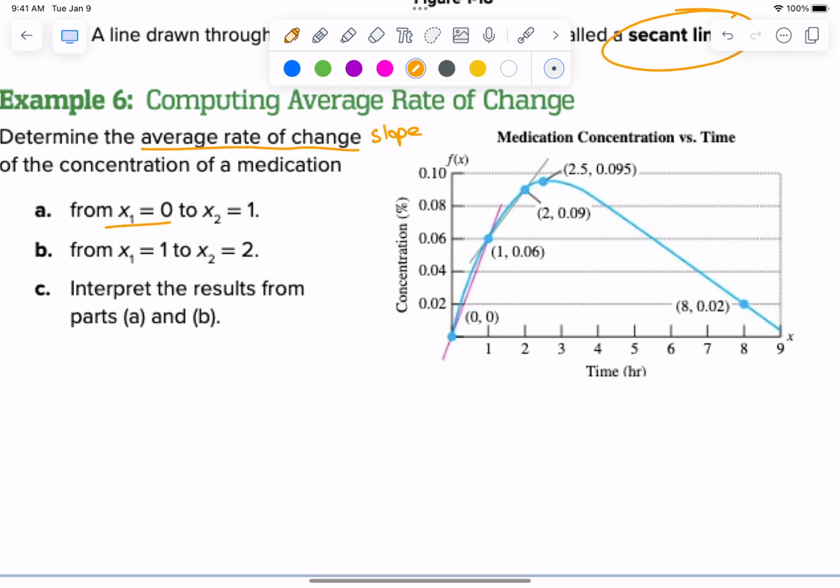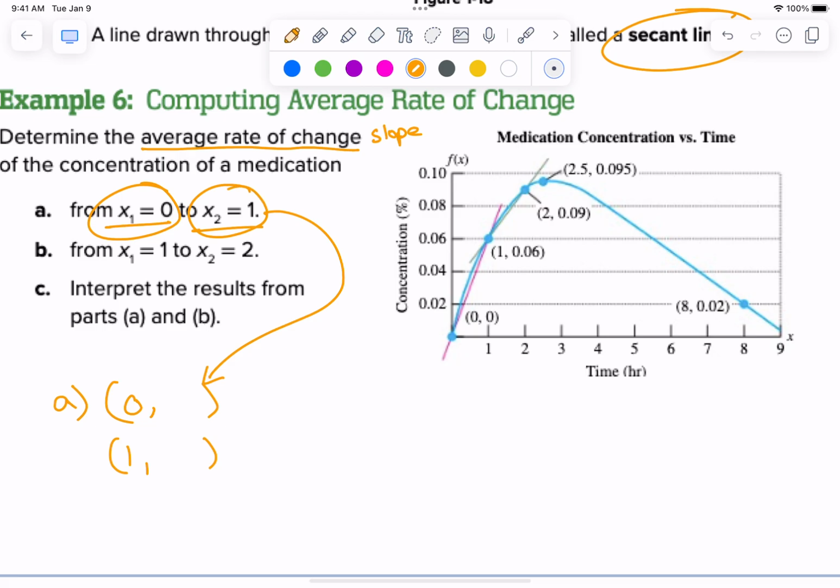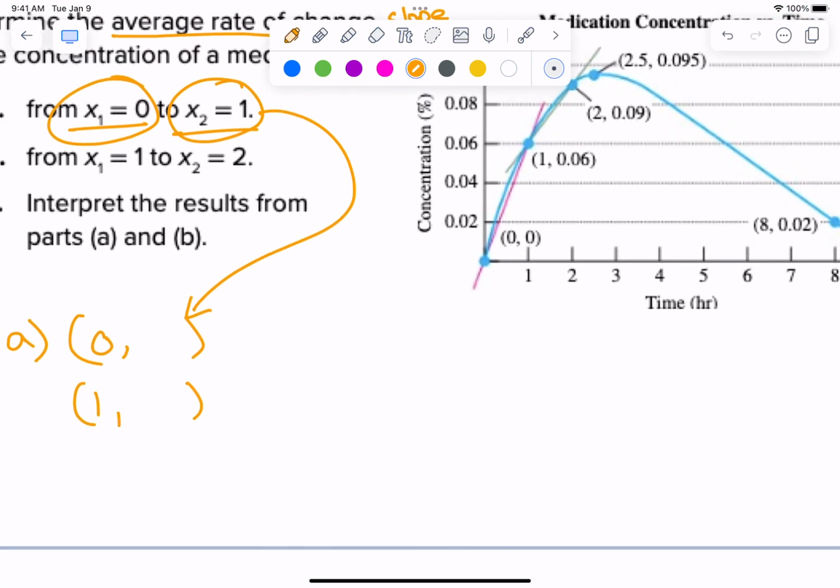Example 6. They want us to find the average rate of change, which is slope. And they want us to find it from 0 to 1. So if we do part A, I'm going to put A down here. They're saying 0 comma something to 1 comma something, right? If our x1 is 0 and our x2 is 1, we're going 0 something to 1 something, okay?